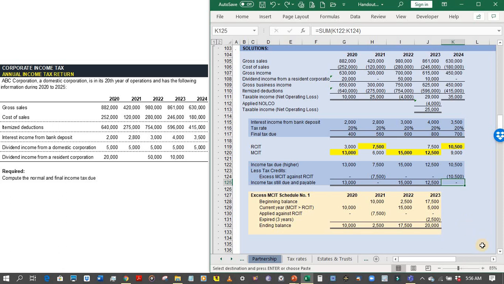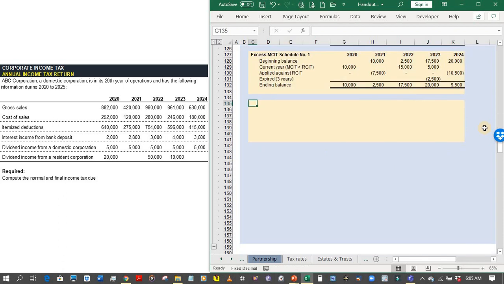So let us update the schedule for excess MCIT in 2024. So that will be 20,000, the beginning balance. And again, since the MCIT is lower in this year, 2024, this section is 0. Then, since in 2024 RCIT is greater than MCIT, we have an applied excess MCIT of 10,500. Then, there are no expirations in 2024. So that is why our ending balance in 2024 is 9,500 pesos.